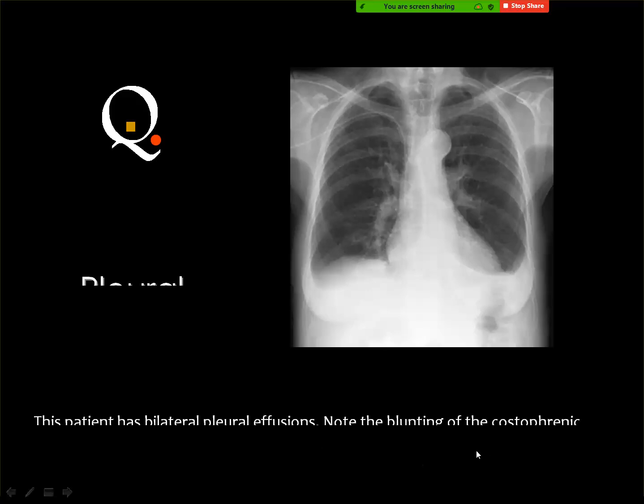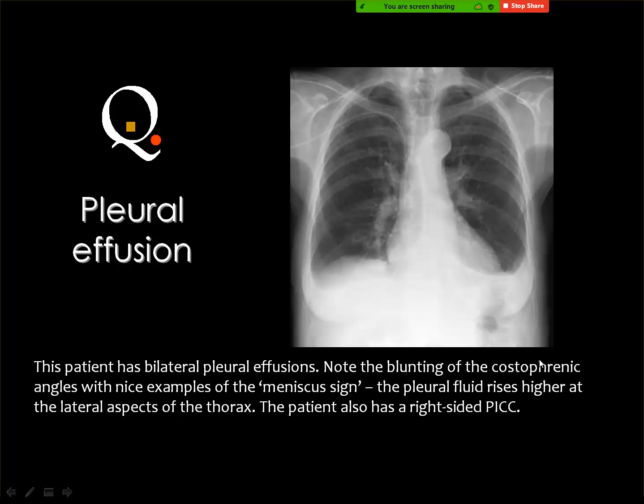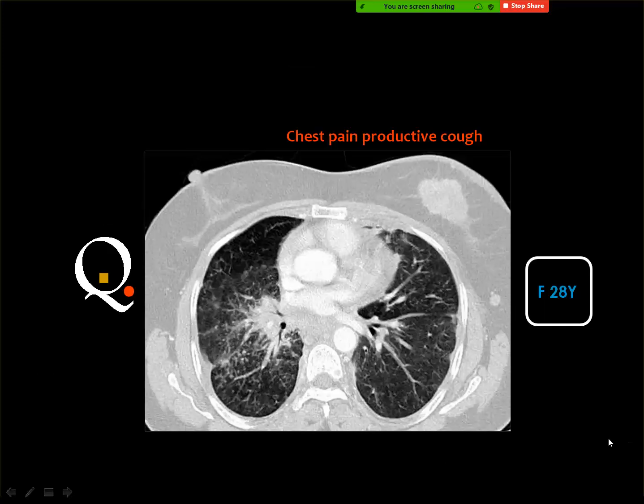Yes, this is a simple case of a bilateral pleural effusion rising to the axilla, mild type, and obliterating the costophrenic angles.